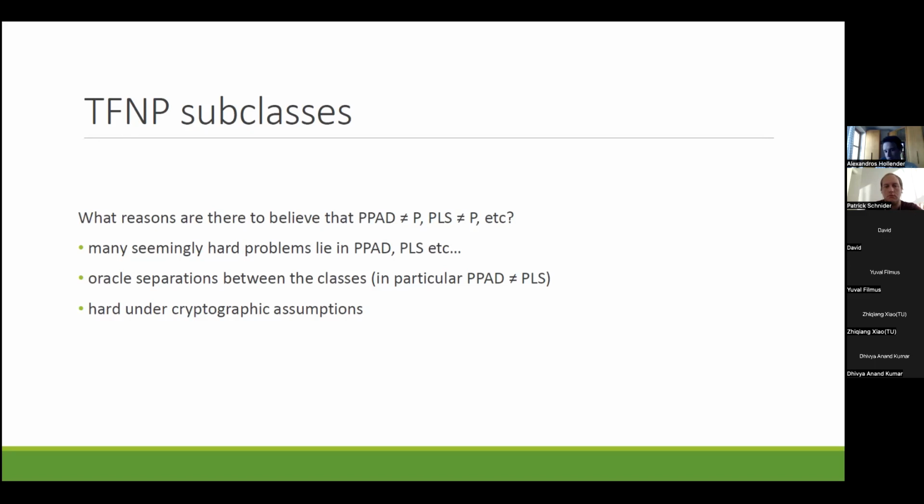If you were able to show that PPAD equals P, then that would have implications for cryptography. Namely, it would mean that some things that are assumed to be secure by cryptographers will turn out to not be secure. So if you assume that some things work in cryptography, then you can deduce from that that PPAD cannot be equal to P. But this is, of course, ongoing work in trying to get these hardness results under very, very standard cryptographic assumptions that are widely believable.